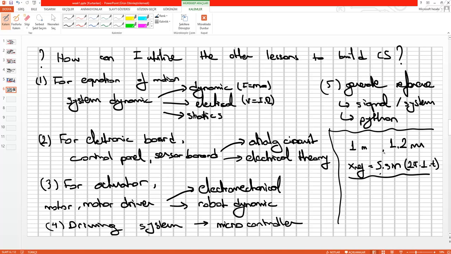Okay, generating the reference is directly related to the signals and systems lesson or other lessons, like neural networks or computer vision. But you must convert everything into a form understandable for the microcontroller. Otherwise, you cannot drive the system to this point, right? Any questions?